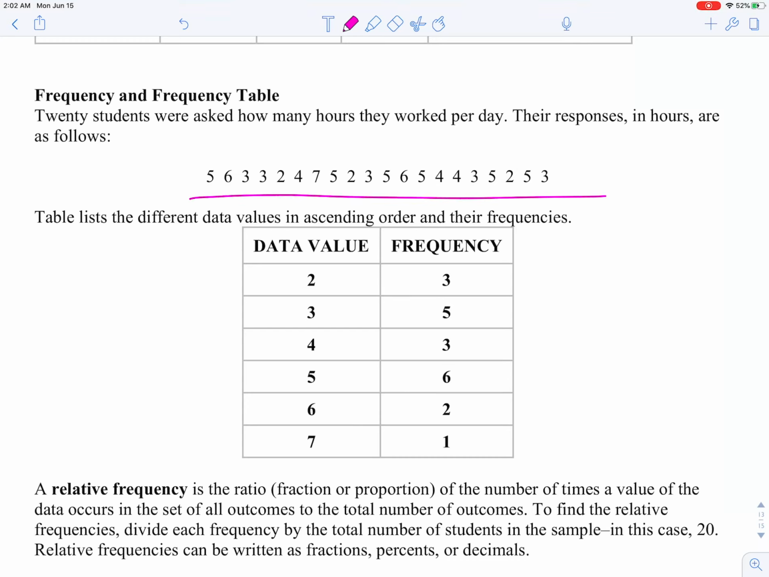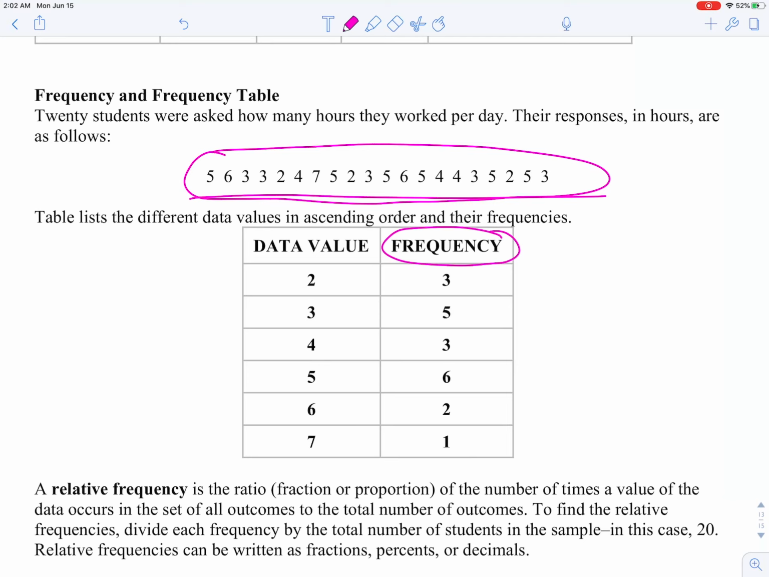20 students were asked how many hours they worked per day. Their responses in hours are here. So there's a big list of data. So this table lists the different data values in ascending order and their frequencies. So in other words, you're going to go through this list and find all the different numbers that are in there. So there's 2s, 3s, 4s, 5s, 6s, and 7s, again representing the hours these students work.